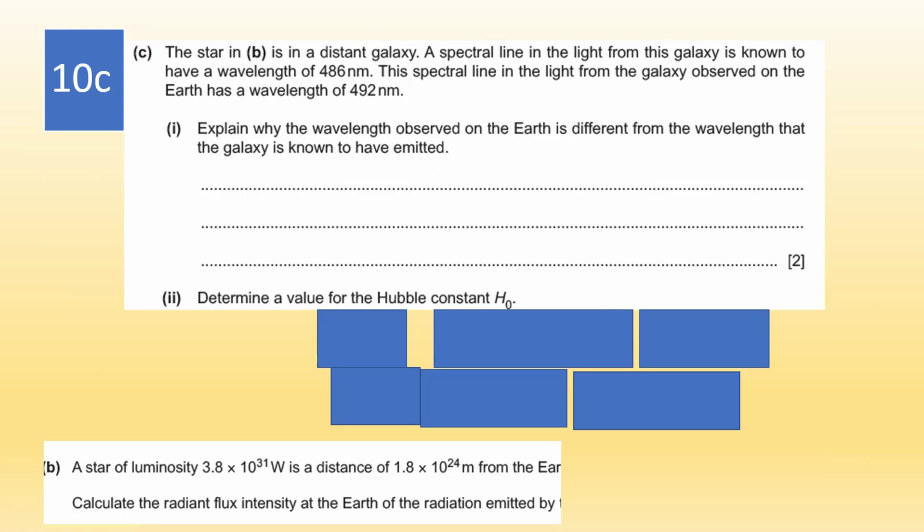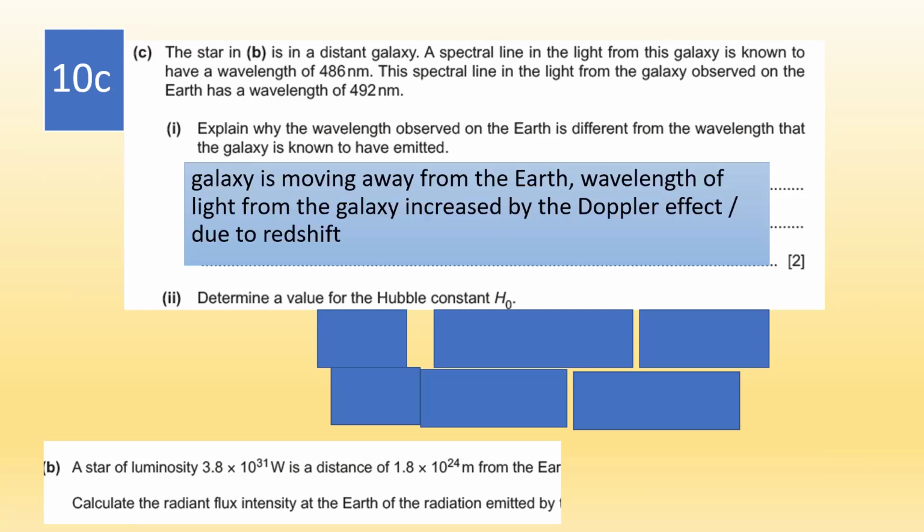The wavelength of light from the galaxy is increased due to redshift. It's because the galaxy has been moving away from Earth. The wavelength of light from the galaxy increases by the Doppler effect, or due to redshift. Remember, 2 marks means 2 points.